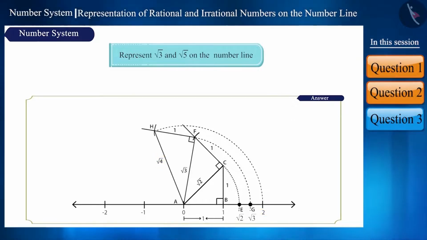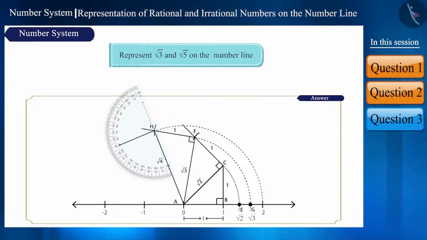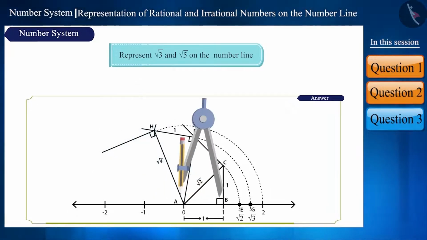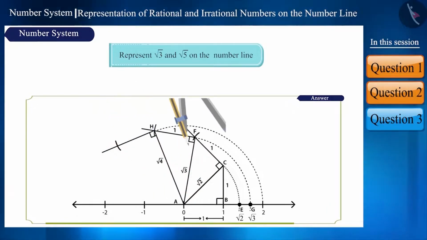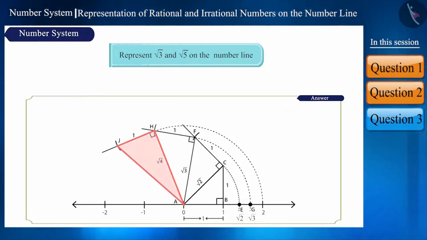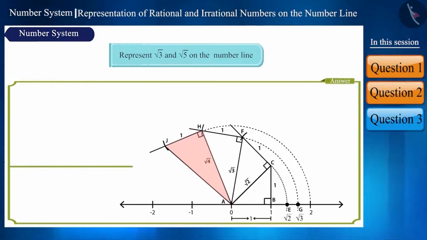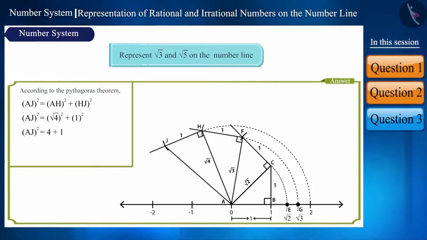Now to represent root 5 on the number line, we will draw a perpendicular on the line AH and measure a distance of 1 unit using a compass and draw an arc on the perpendicular which cuts at point J. Now, draw a line joining point A and J. We get a right angle triangle AHJ. In triangle AHJ using Pythagoras theorem, we will get AJ as root 5.